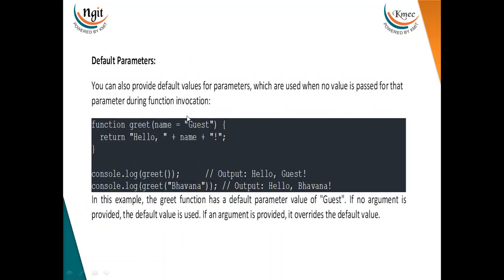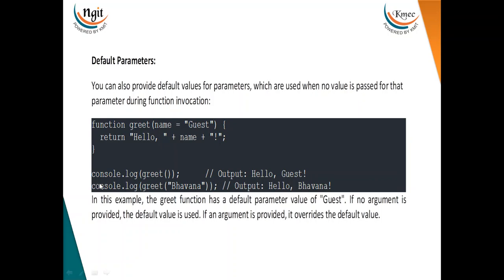And default parameters: you can also provide default values for parameters, which are used when no value is passed for that parameter during function invocation. If you see here, I am giving the default parameter name equals "guest", a string value, and returning hello name. I am invoking the greet function without giving any parameter. So whatever default value has been set, that is what it is going to print.